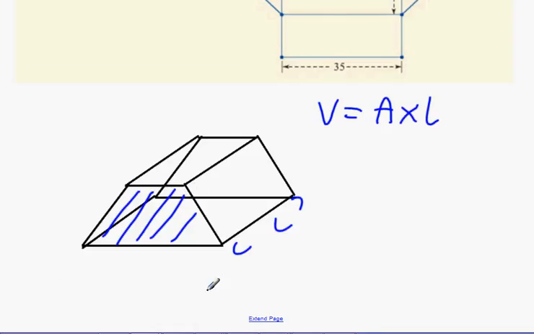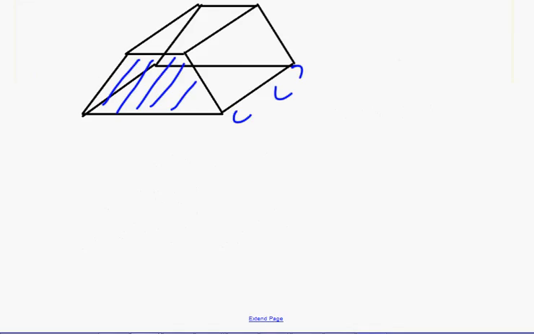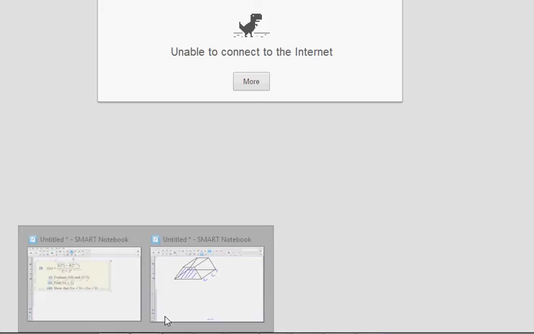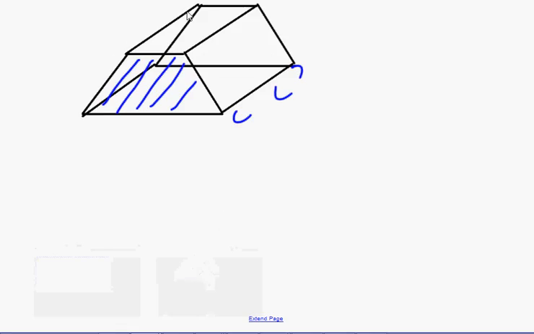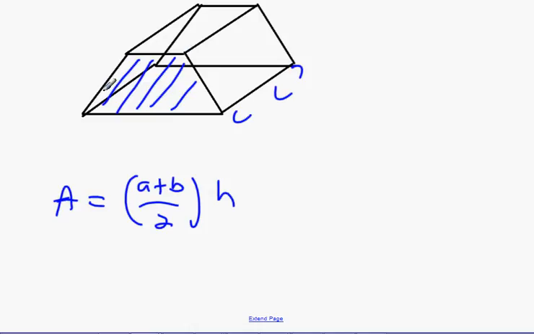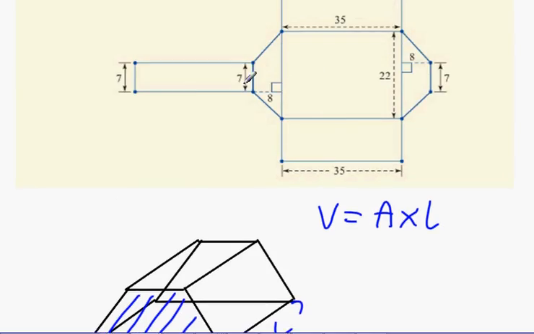Now, it's a trapezium. Can anybody tell me the formula for a trapezium? Okay, a plus b over 2 times h. Now, let me explain what that is. So area equals a plus b divided by 2 multiplied by h. What a is, is the top length. Does anybody know what the top length is? There it is there, the 7.